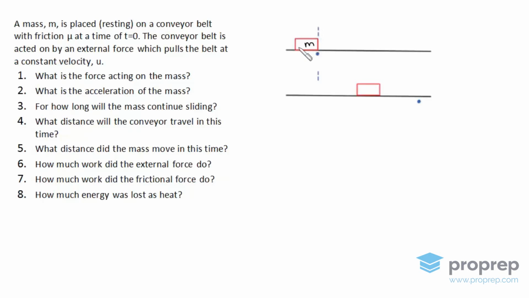equals 0. The conveyor belt is acted on by an external force which pulls the belt at a constant velocity u. Okay, so the belt is being pulled at u.